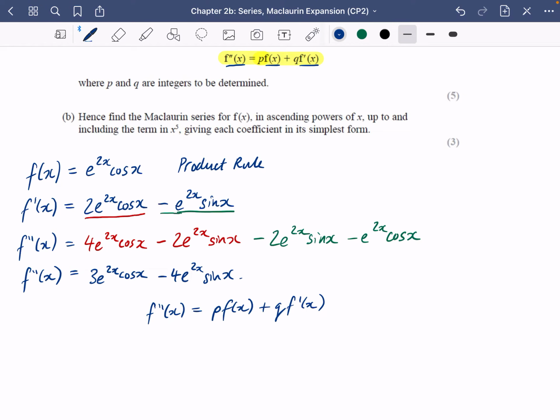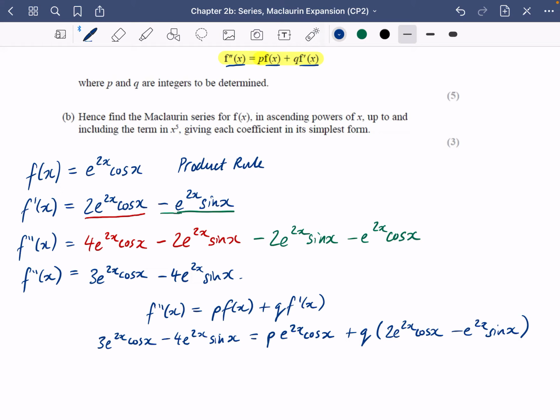So f double dash x is 3e to the 2x cos x minus 4e to the 2x sine x. Then I have p multiplied by f of x, which is e to the 2x cos x. And then I have q multiplied by f dash x, which is 2e to the 2x cos x minus e to the 2x sine x. And I'm going to try and find out what p and q could be.